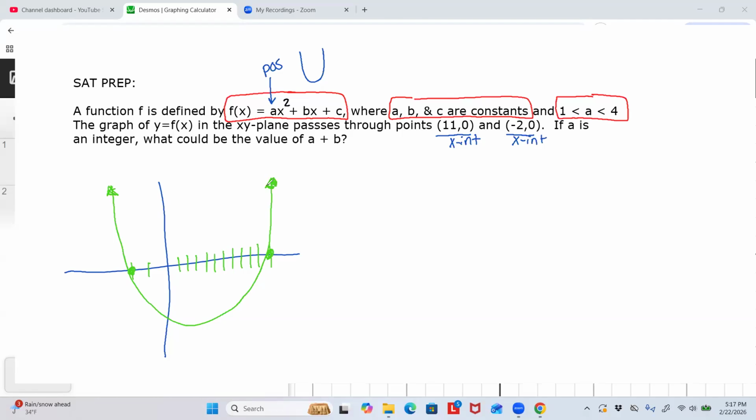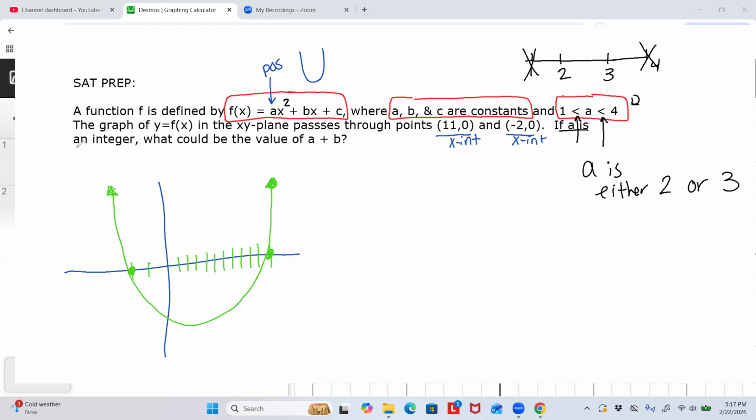And the question is, if a is an integer, so a whole number, and we've already been told a is between 1 and 4. Here's 1, here's 4. What are the other integers in there? Well, 2 and 3. See how this does not have equals, and this does not have equals, so it's not 1, it's not 4. So a is either 2 or 3. Using this information, and the fact that a is an integer, what could be the value of a plus b? That's what we're trying to figure out.